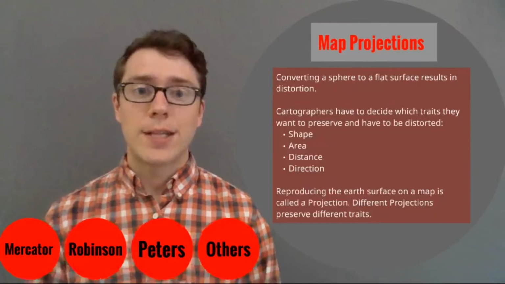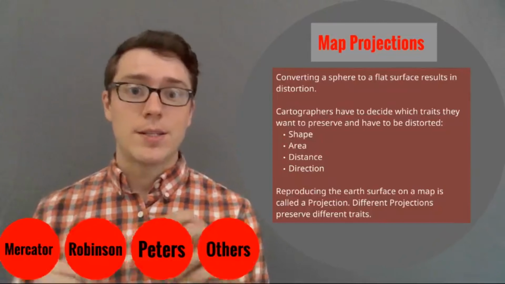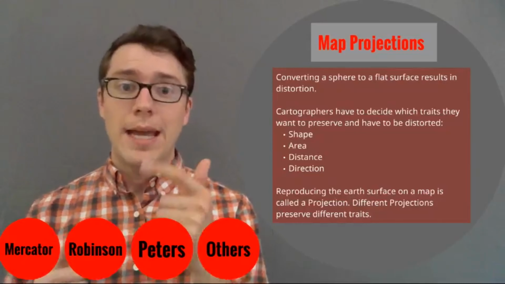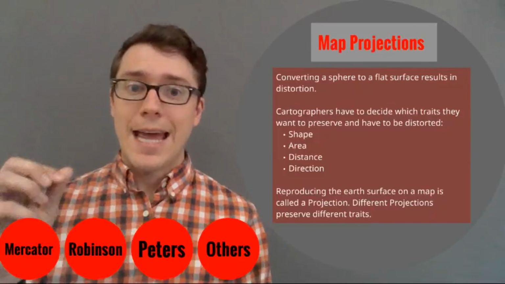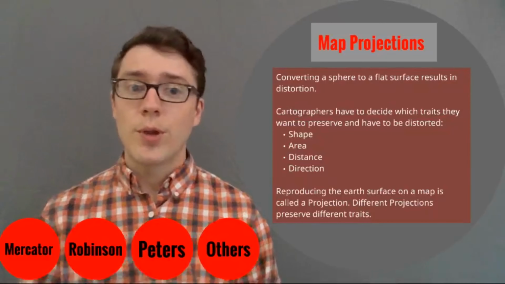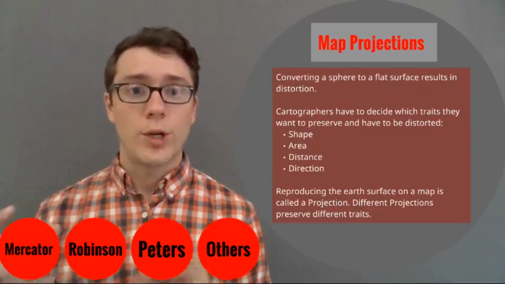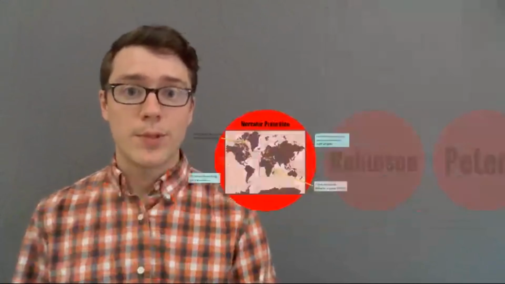So cartographers have to decide which of these traits. And whenever they have to do that, it is called SAD, because the traits are shape, area, distance, and direction. So SAD is SADD: shape, area, distance, and direction. So those are the things that they have to decide what traits they're going to keep or distort. So we're going to look at a few examples of this.